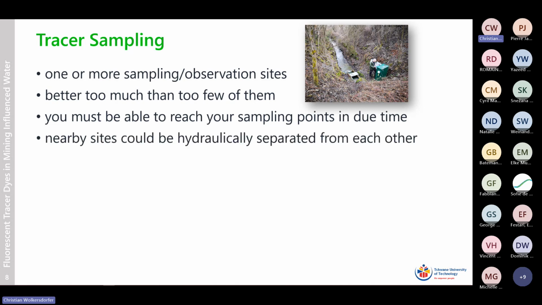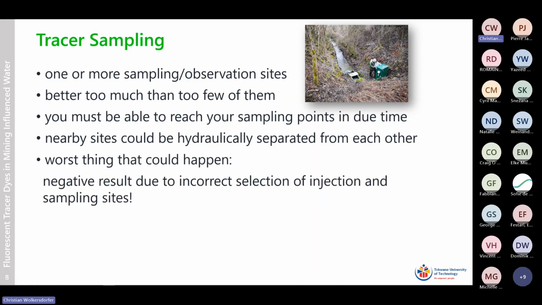It's also important to keep in mind that nearby sites could be hydraulically separated from each other. So although they are very close to each other, there could be no hydraulic connection. And of course, there are also worse things that can happen: negative results due to incorrect selection of injection and sampling sites. A mine is quite challenging. Sometimes there are no maps available anymore if the mine was closed a long time ago. And it's a bit like digging in the dark. So you have to be careful to choose the correct injection and sampling sites.